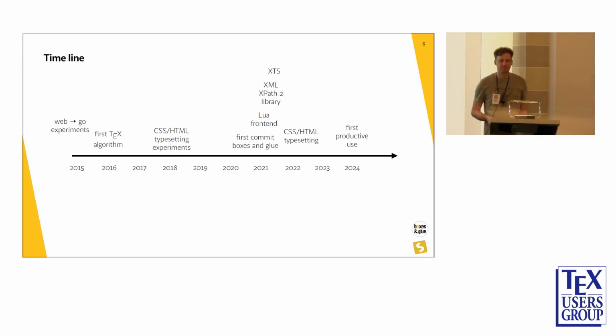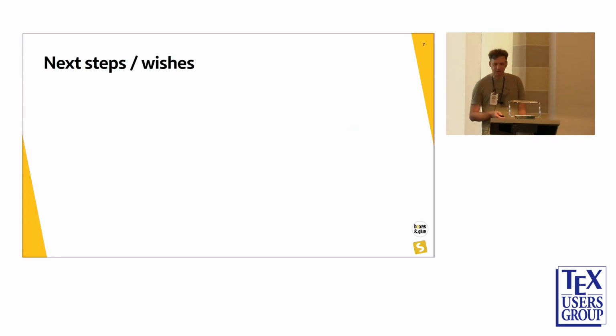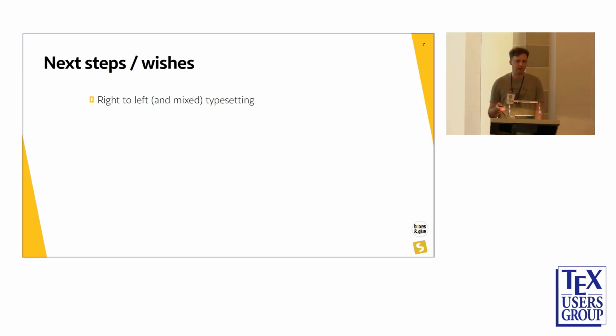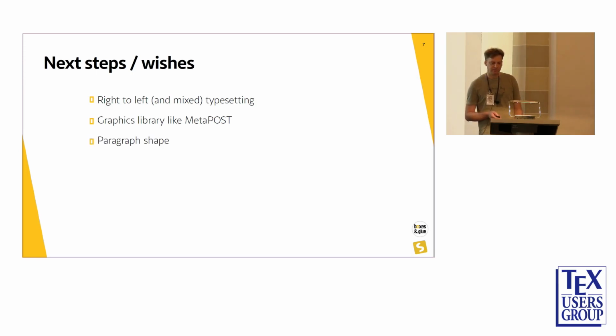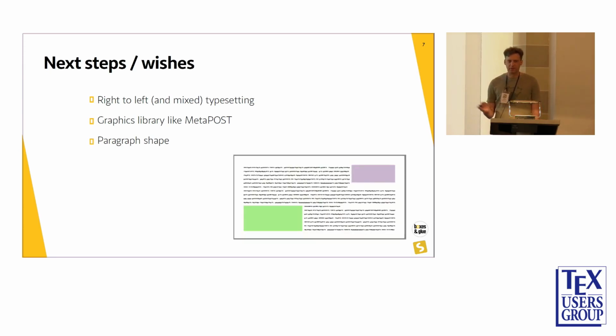I can see the end of the first version, or the beginning of the first version. So my next steps or wishes are right to left and left to right typesetting like Arabic. And I also need some kind of graphics library. MetaPost is very nice, but it doesn't exist in pure Go, so I need to find some replacement for that. Also, I would like to have a paragraph shape to have text wrapped around images, for example.